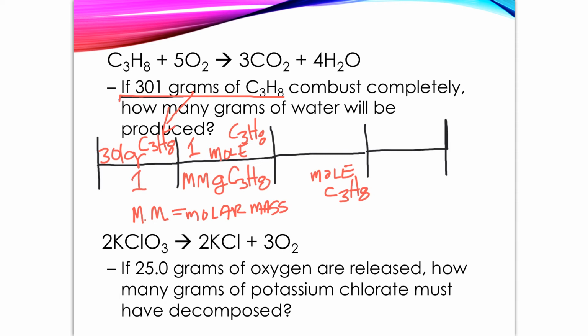So what are we trying to find? We can't go from moles of C3H8 to grams of water, which is what we're trying to find, right? The grams of water is what we want. So the next thing we have to do is put moles of water here. Moles of H2O. Now, we don't have any numbers here. And where do we get those numbers? We get those numbers from our balanced equation.